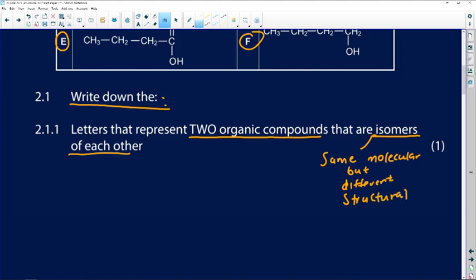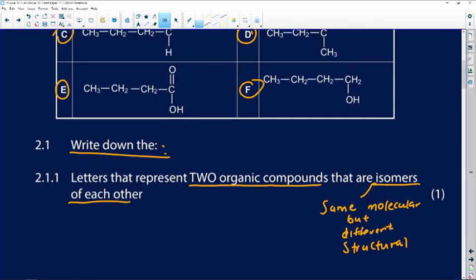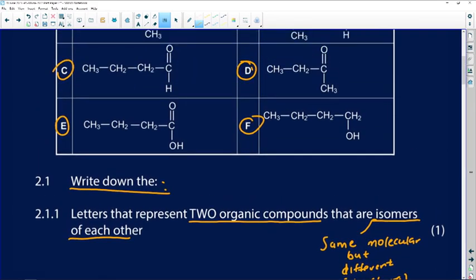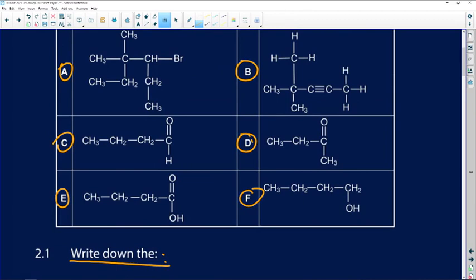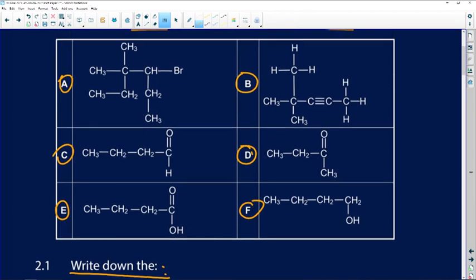Okay, now which 2 compounds here are isomers? Let us look at A and B. It cannot be correct because A has 1, 2, 3, 4, 5, 6, 7, 8, we have 8 carbons there. Let us look at C and D. For C, we have CH3, CH2, CH2, and then a carbon here, meaning I have 4 carbons this side. But here, let us look at this: CH3, CH2, C and CH3.